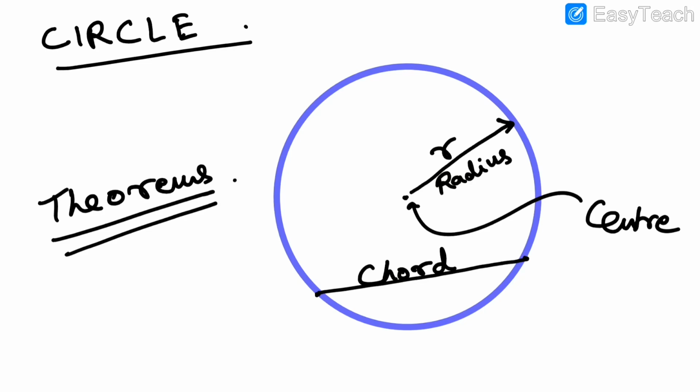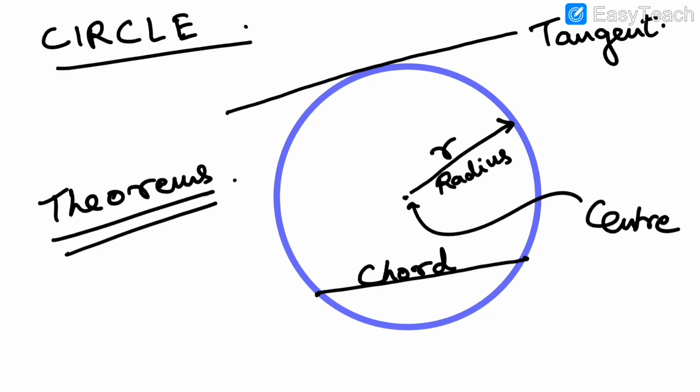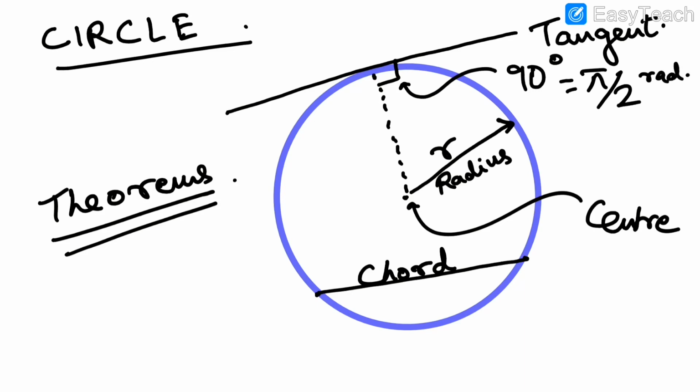And any line that is just touching the circle at a single point is known as tangent to the circle. This is very basic. We're just starting with it. And we all know that the tangent and the radius or the diameter of a circle is perpendicular to each other. This is the symbol for 90 degrees. This is in degrees, which is same as pi by 2 in radians, right? Okay. So, any more thing if I'm missing?